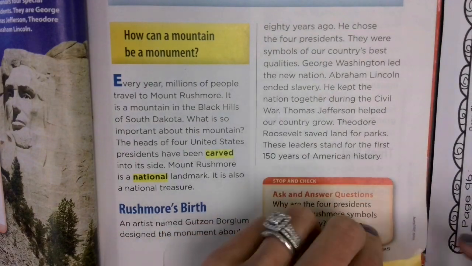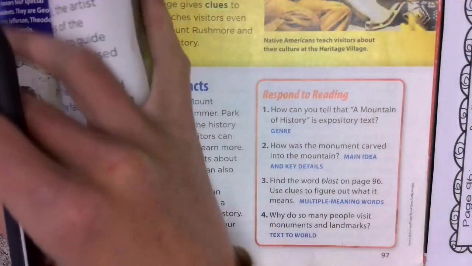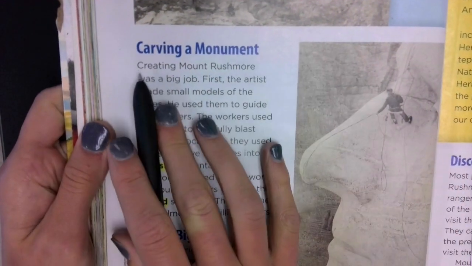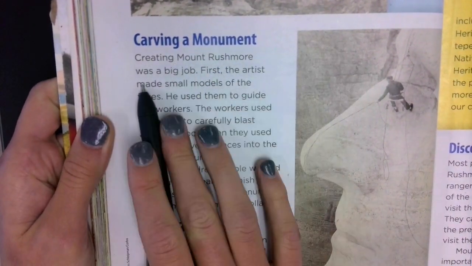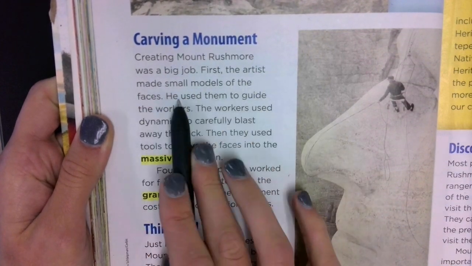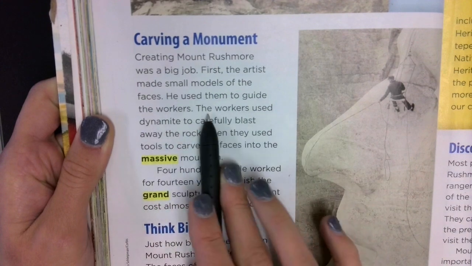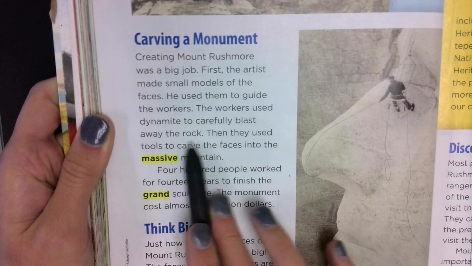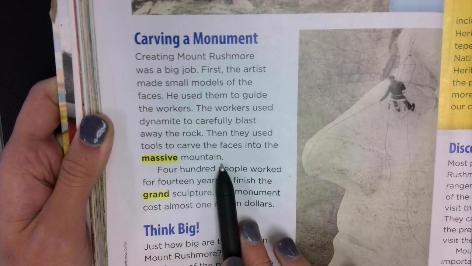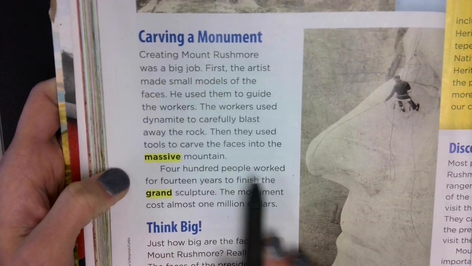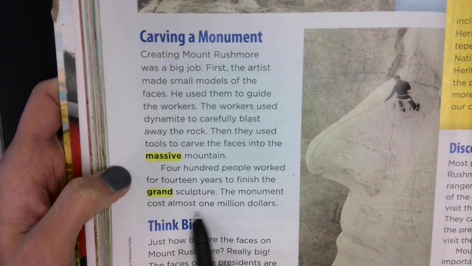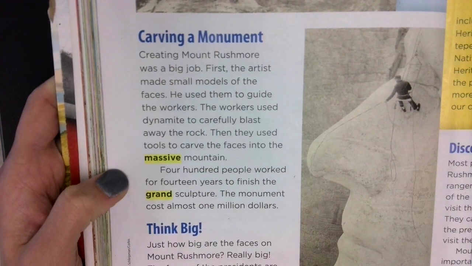Page 96, carving a monument. So I'm looking right here, carving a monument. Let's reread. Creating Mount Rushmore was a big job. First, the artist made small models of faces. He used them to guide the workers. The workers used dynamite to carefully blast away the rock. Then, they used tools to carve the faces into the massive mountain. 400 people worked for 14 years to finish the grand sculpture. The monument cost almost $1 million.